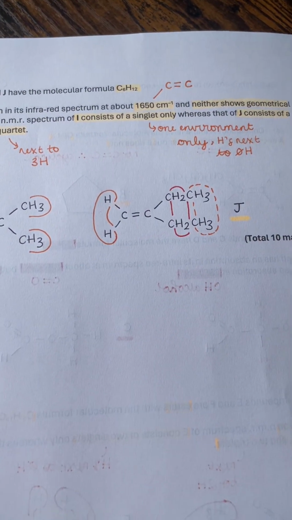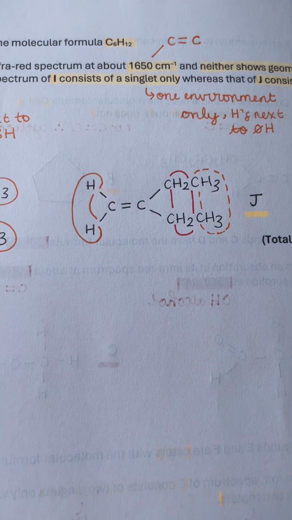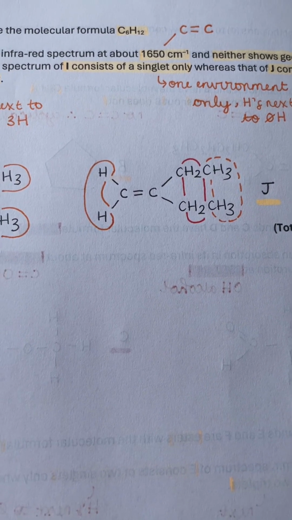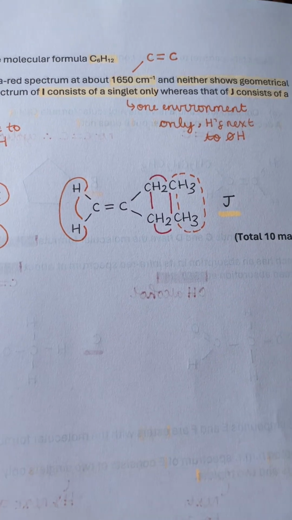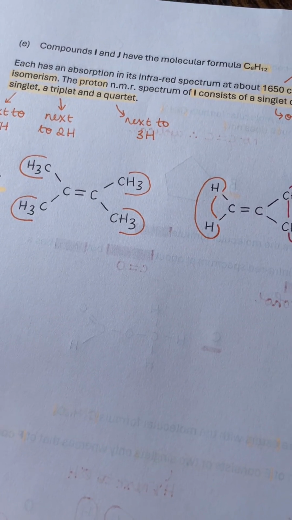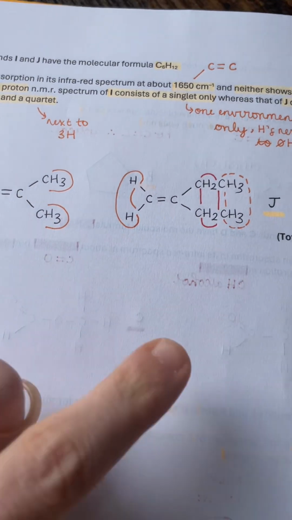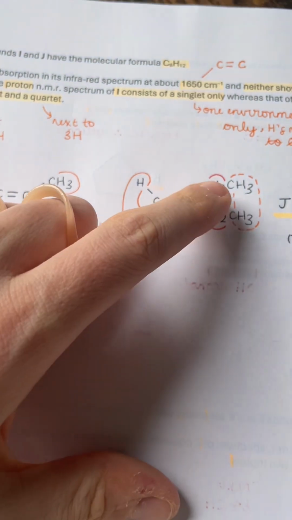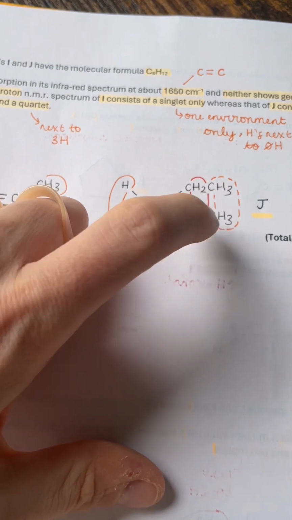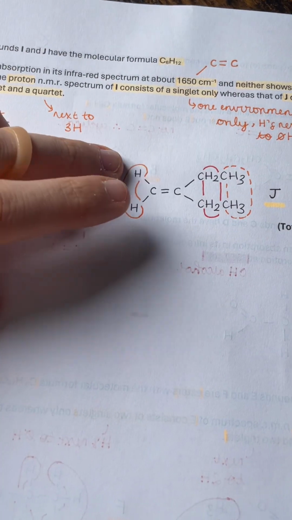For J, we still needed it to not show geometrical isomerism, so we still needed to make sure that at least one of the carbons of the carbon-carbon double bond had the same thing attached to it. Now again, to be a singlet, we had to isolate some of the hydrogens, and in order to get a triplet and a quartet, I knew I needed to have that CH2, CH3 pattern, and once I'd drawn my C double bond C, with 4 carbons left, I needed to have a CH2, CH3 and a CH2, CH3 coming out of those positions. That left me with only 2 hydrogens.